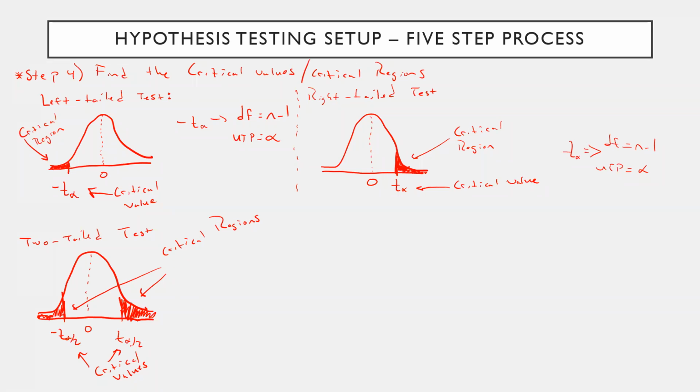To find this t of alpha divided by 2, there's only a slight difference. The degrees of freedom are still n minus 1, and the upper tail probability here is just alpha divided by 2. So when you have a two-tailed test, and I'll do one so you can see the subtle difference, for the upper tail probability you just divide alpha by 2.